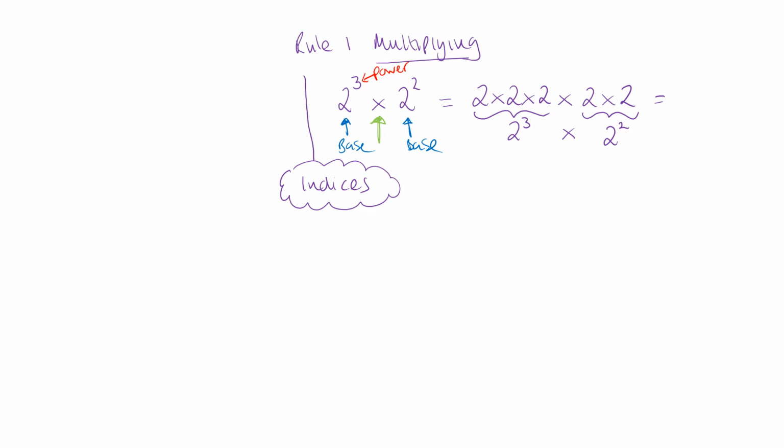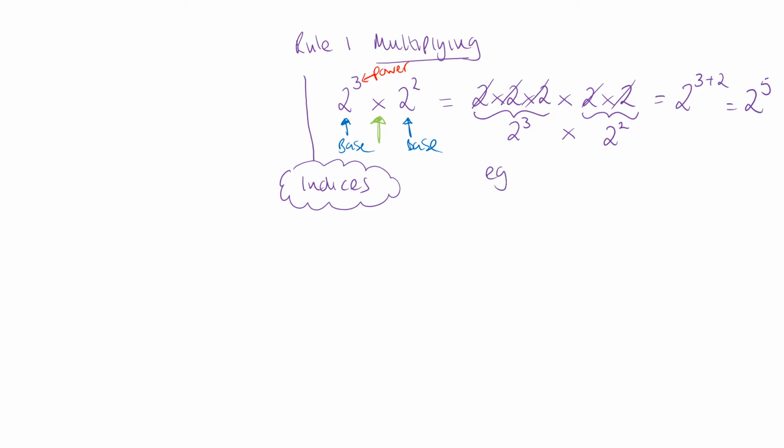So altogether, how many times is 2 being times by itself? 3 for the 2 cubed, 2 for the 2 squared. Let's count them. 1, 2, 3, 4, 5. You don't need to cross them out, but that's just counting them. It is 2 to the 3 plus 2, which is going to be 2 to the 5.